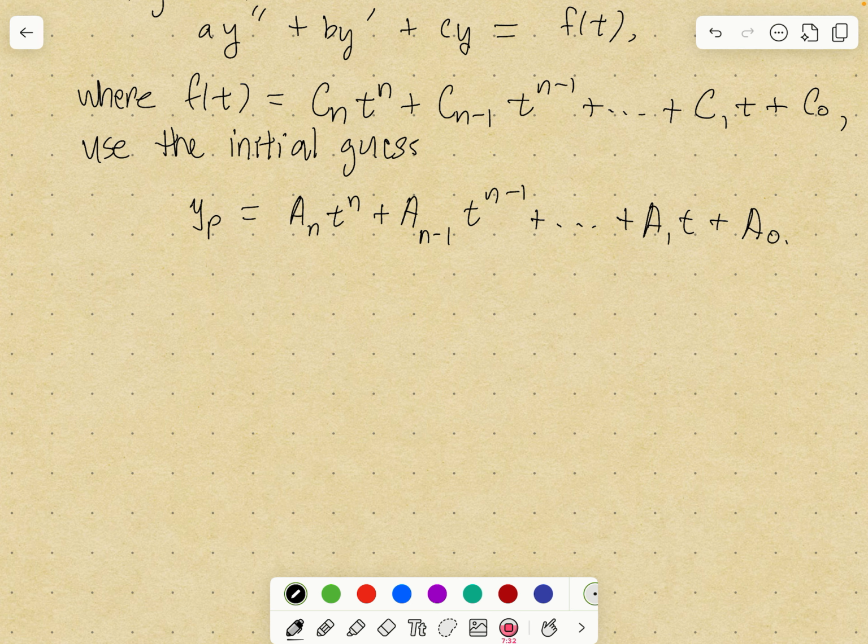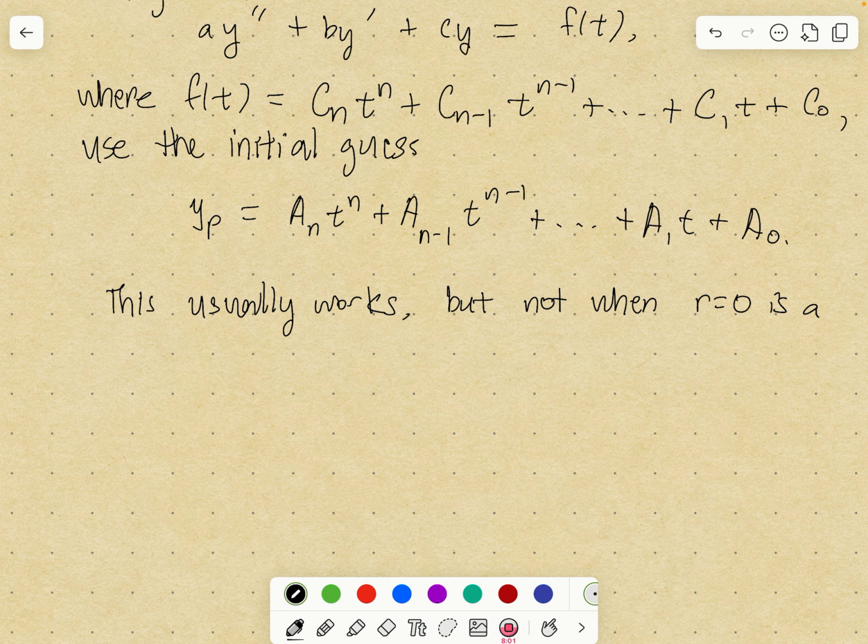Now it turns out that this doesn't always work. It almost always works, but there are a few exceptions. So this usually works, meaning that if you use this yp and plug it into the differential equation, you'll be able to solve for the coefficients. So this usually works, but not when r equals 0 is a root of the polynomial ax squared plus bx plus c.